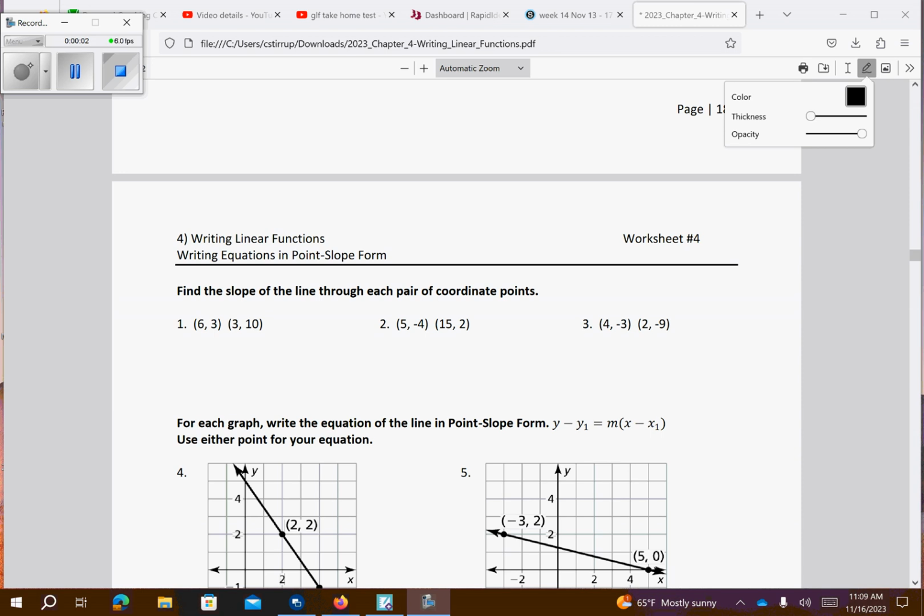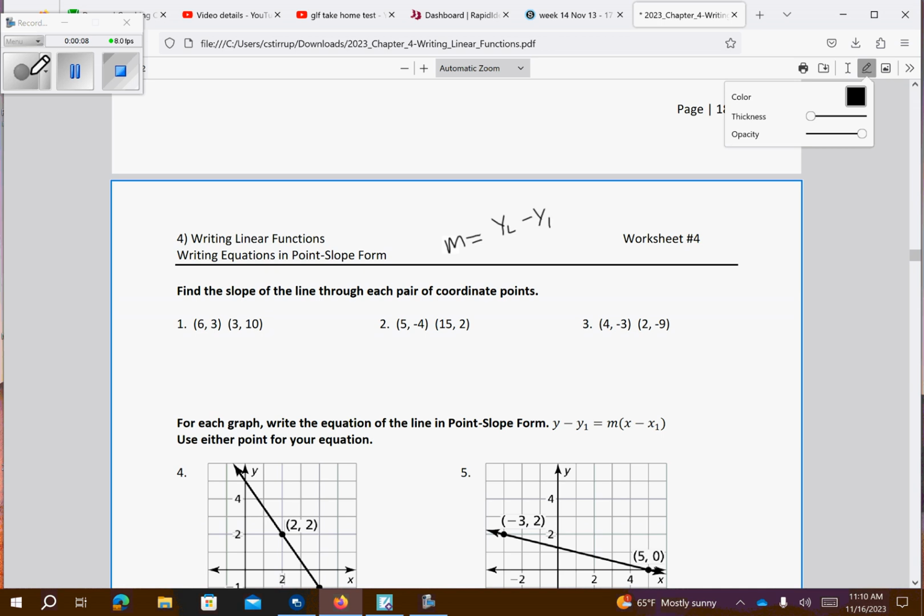Hi, Algebra 1. This is WLF number 4. Remember our slope equation is this. So x1, y1, x2, y2. Plug them in. y2 is 10, y1 is 3. That's 10 minus 3, which is 7 over negative 3. There's my slope.